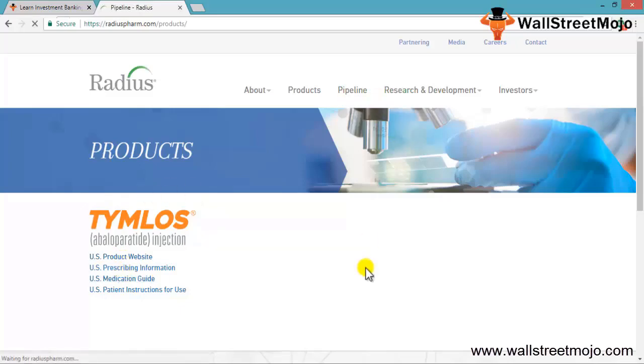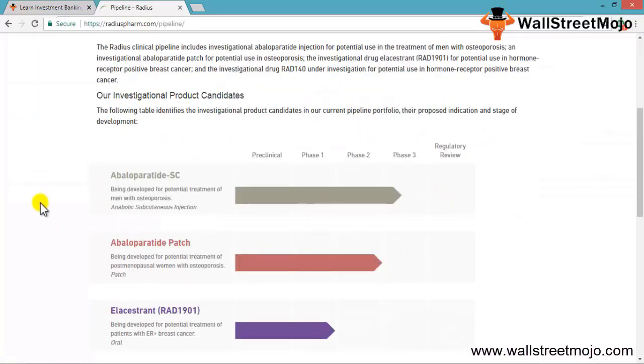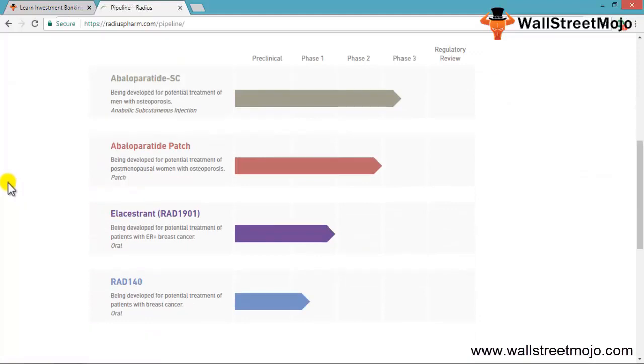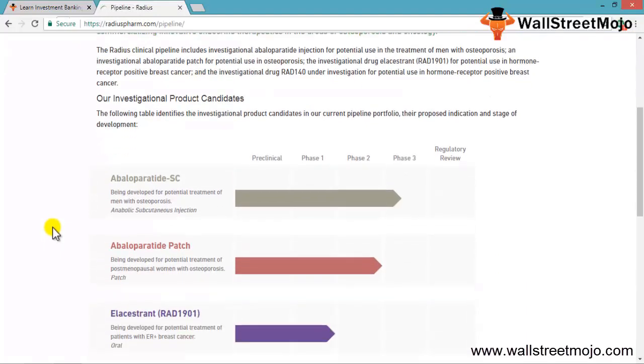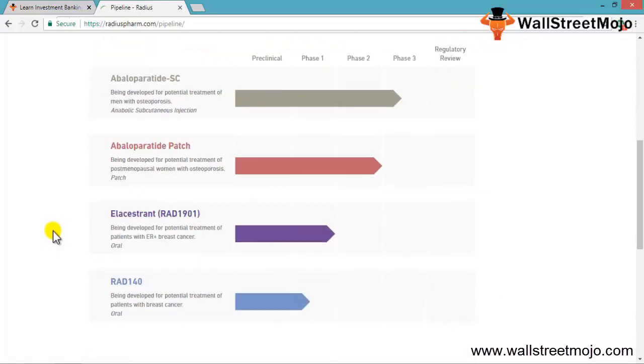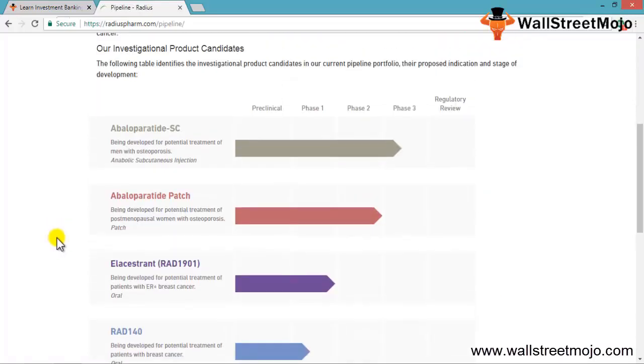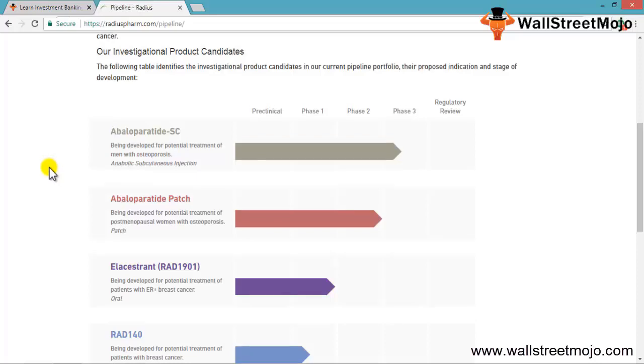Then there's another thing called pipeline. So let's look at what all products are there in the pipeline. So there is abaloparatide SC, abaloparatide patch, and then elacestrant, RAD1901 and RAD140. So these are the pipeline candidates. These are not giving revenue as of now, but we can still go ahead and value them, and then the overall value of these individual drugs can be summed up to get the SOTP. So this is the SOTP for biotech.